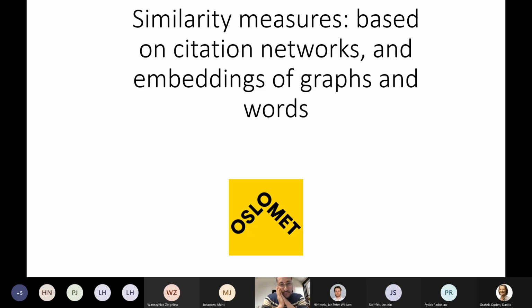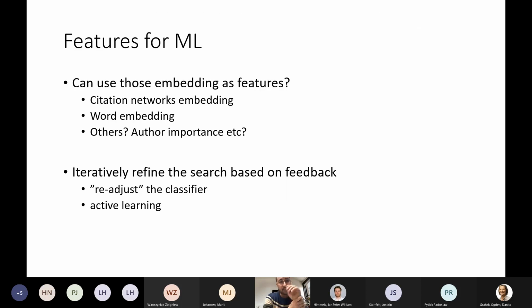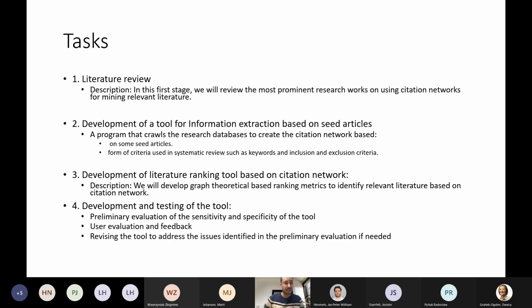So similarity measures is maybe the topic around which this work package revolves. It will be based on citation networks and embeddings of graphs and words, and I will explain what those words mean. So, sorry, this is the last slide.